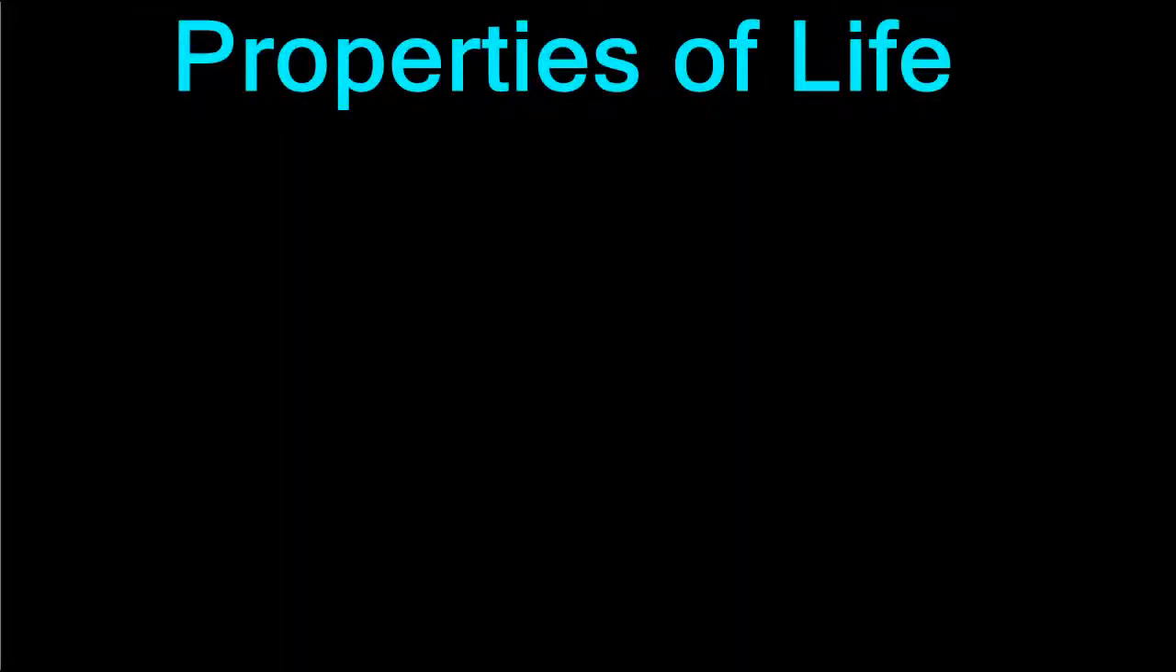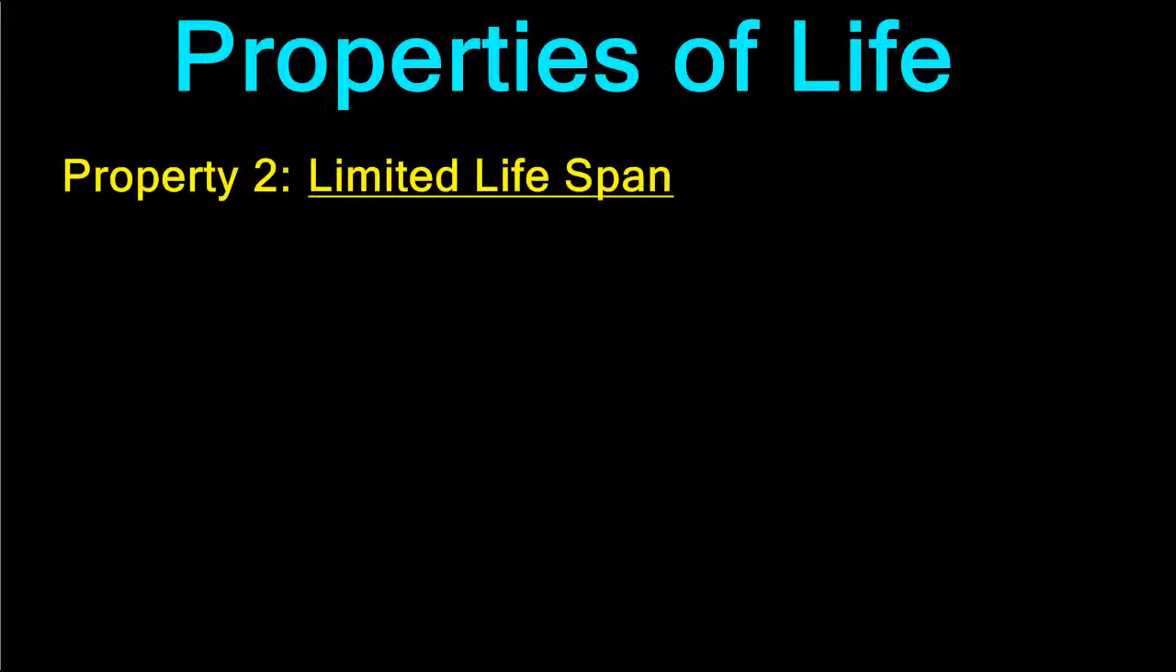The second property of life that we will discuss is a limited lifespan. All organisms that live must also die at some point. Some organisms have a very short lifespan. Some cells have a lifespan of only a few hours. Insects might live a few weeks. Humans, on average, live about 75 years, and some trees can live for thousands of years.